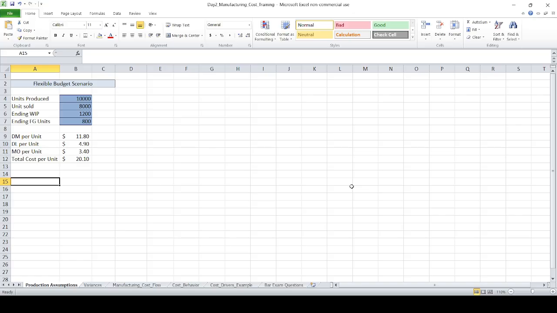In the next video, we'll build on this foundation by introducing more flexible budgeting and showing how changes in volume affect per unit costs and financial reports.